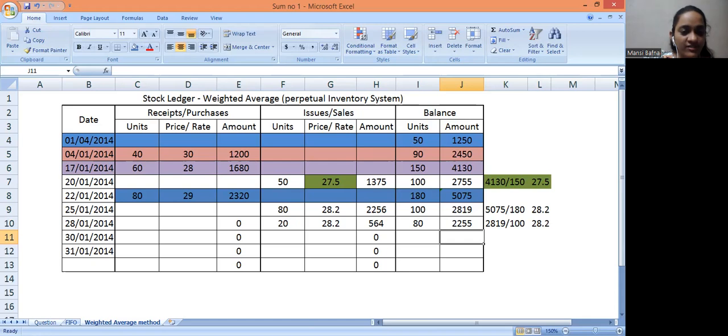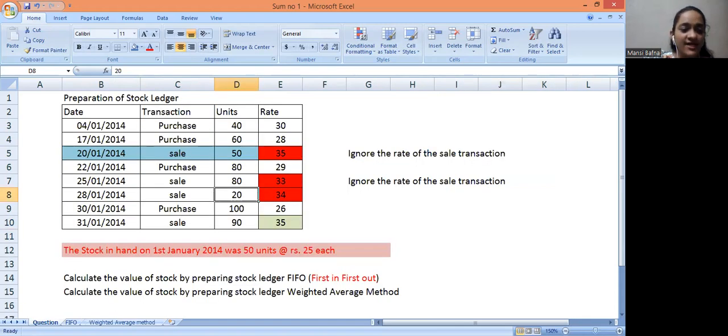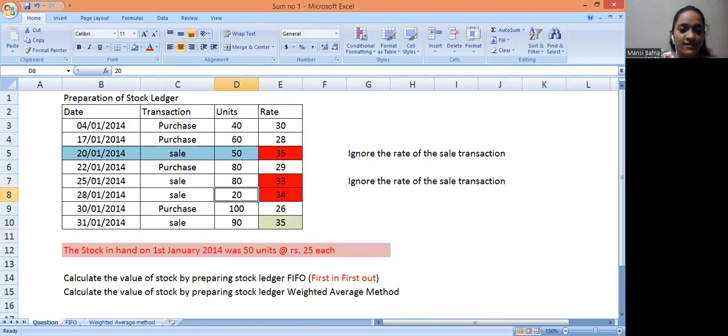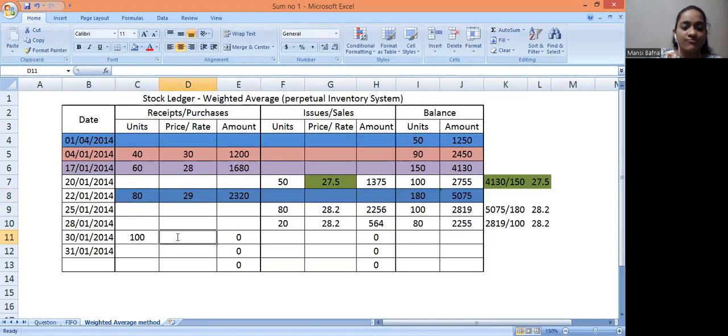The next transaction, you have purchased another 100 units. So over here, you will be recording in the purchase column 100 units, and the rate of purchase is 26 rupees. So here you will be recording 26 rupees, you will get 2,600. Then in the balance, you will again get 180 units, and you will add both of these values, 2,255 the previous balance plus 2,600 the additional purchase. So you will get 4,855 rupees.